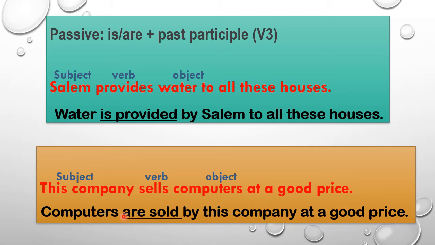In this sentence, I want to focus on computers, not TVs, not mobiles, not satellite dishes or something like that. Yeah, I want to concentrate or focus on computers. So I put it from the middle to the beginning. So these black sentences are written in the passive, مبني للمجهول. Is provided, are sold.